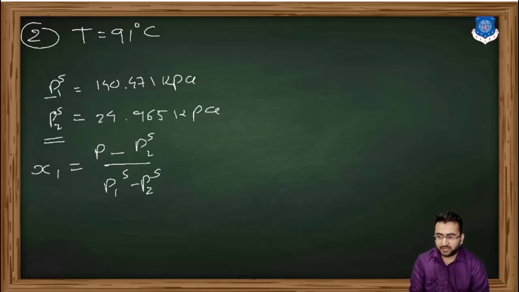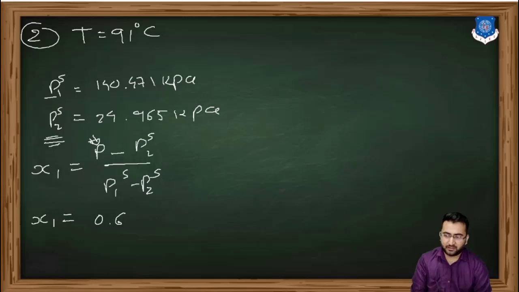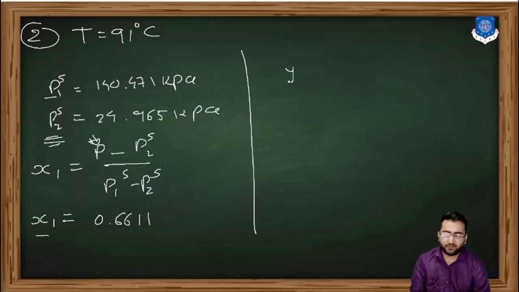So putting the values of P1 and P2 and the value of P, which is already given in the statement, we can find the value of x1, which is 0.6611. Using this value of x1 in Raoult's law: what is Raoult's law? y1 P is equal to x1 P1 saturated. Making y1 the subject, this equation becomes y1 equals x1 P1 saturated upon P.